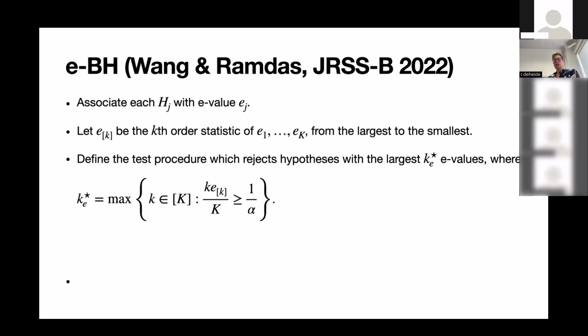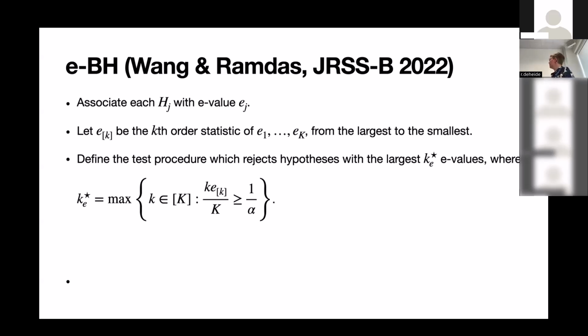First we order the e-values from the largest to the smallest, and then we reject the k star largest e-values, where k star is the largest k for which the k-th largest e-value, e_(k), times k, divided by the total number of hypotheses, big K, exceeds 1 over alpha. And they show that this controls the false discovery rate.